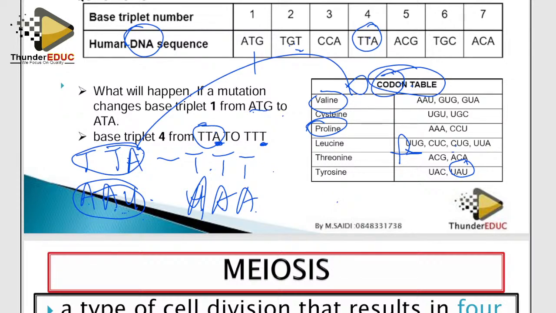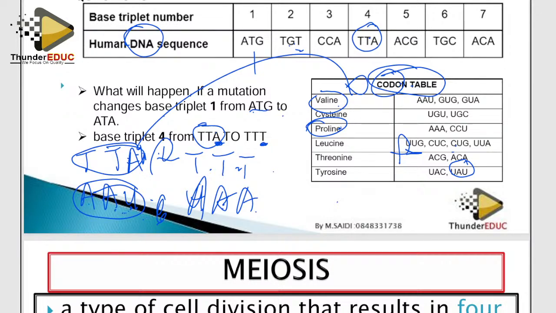So to get those 3 marks, you have to tell us that this changed to this, of which this codes for valine and this codes for proline. Therefore, different amino acids will be coded for, and then a different protein will be formed. In summary, when you convert and see that it's the same amino acid, you tell us that there is no effect on the protein. But if you convert them and see that the first codes for one amino acid and the second codes for another amino acid, then there will be an effect on the protein. Is it clear?